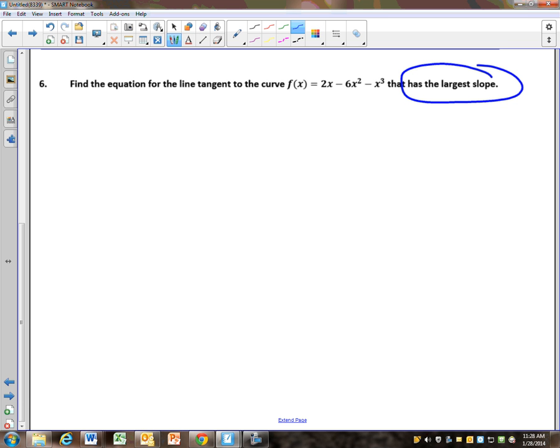Okay, so this is really important. I'm going to talk to you about this problem in two different ways. Number one, I'm going to look at the picture. 2x minus 6x squared minus x to the third. What kind of shape is that? Yeah, exactly. Something like that. Now, you tell me when you think I'm at the spot where the slope is the greatest.